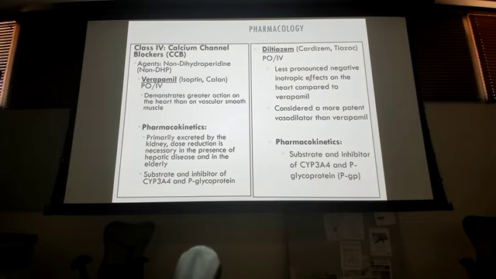So when you're looking at your diltiazem, it's saying that this is a more potent vasodilator than your verapamil. But with your verapamil, you're going to get more of that cardiac slowing, or the negative inotropic effect, okay? So just keep those two in mind. Same thing when we're talking about our PK parameters, just understand it has interactions.